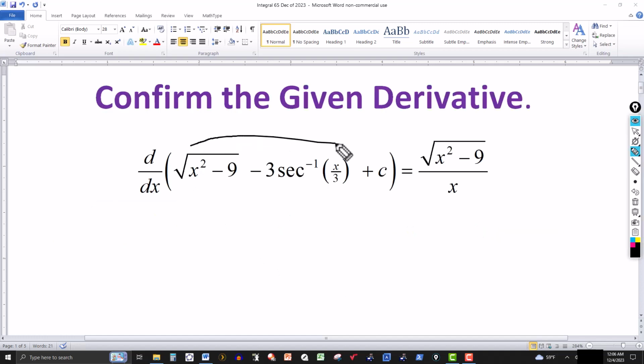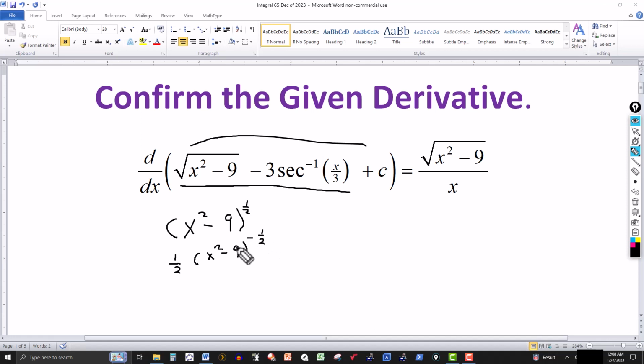So again, take the derivative of this expression and show that we get the expression on the right side, which was the answer to the evaluation of the integral from the previous video. So let's start right here. Derivative of the first expression, and just think of this as x squared minus 9 to the 1/2 power. So we have x squared minus 9 to the 1/2, and then 1/2 times the coefficient gives us a 1/2, and then we subtract 1 from the exponent. 1/2 minus 1 gives us a minus 1/2.